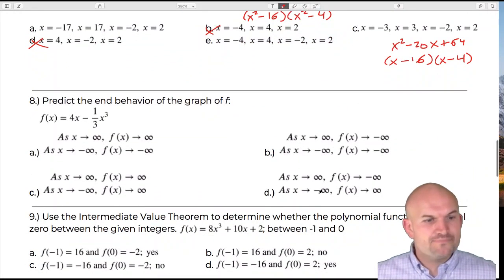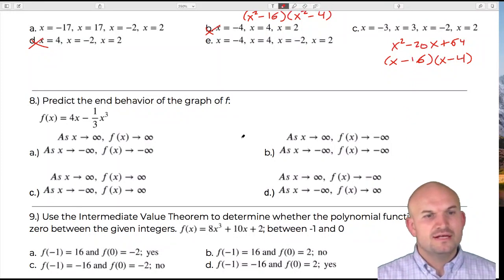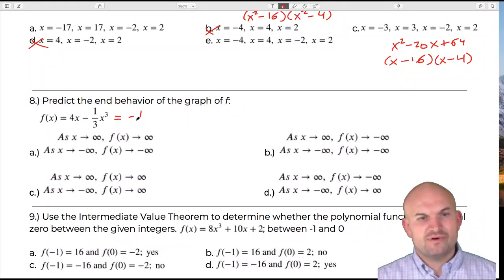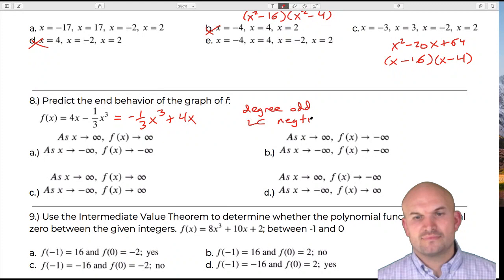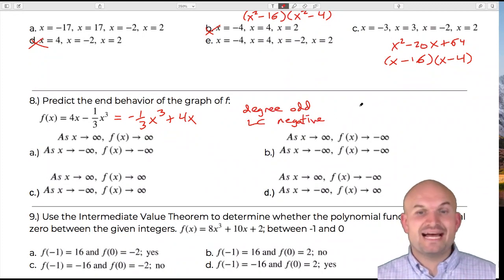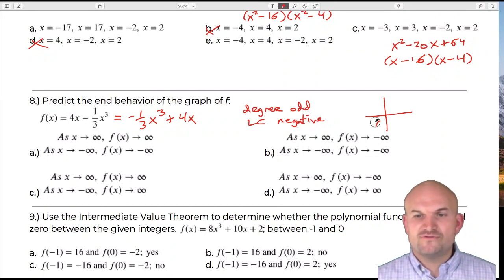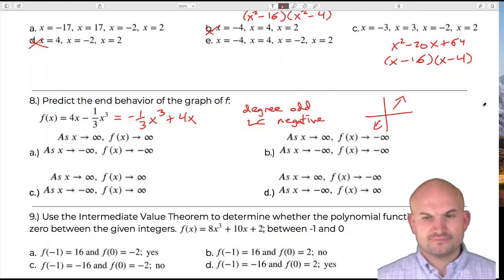All right, last two. The second to last one says predict the end behavior of the graph. So one thing I like to do is just rearrange this: the x cubed plus 4x, okay? Therefore, we see that the degree is odd and the leading coefficient is negative. If a polynomial is odd and has a negative leading coefficient, we know that's going to fall to the left and rise to the right.